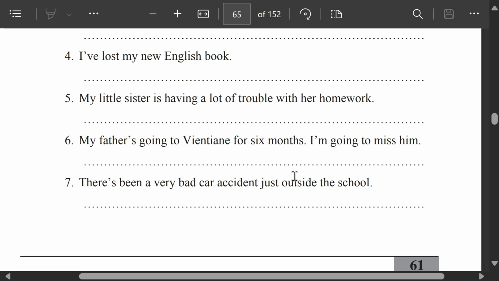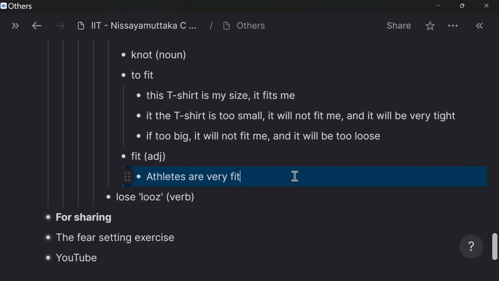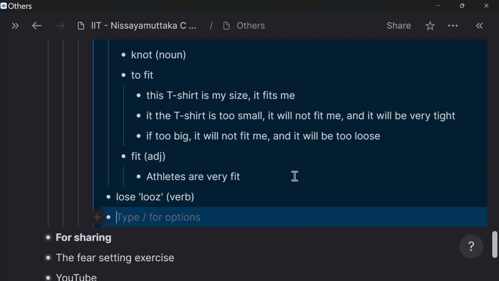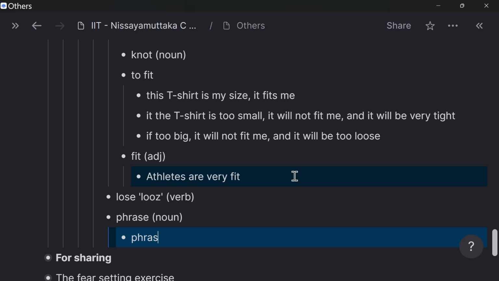Remember, there is "give in" and "give up." They have different meanings. It's a verb made of two words, a phrasal verb. Do you remember this word, phrase? And this is the adjective, phrasal.